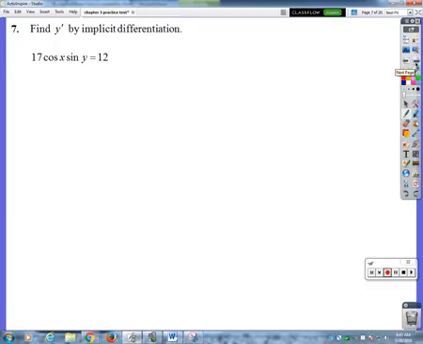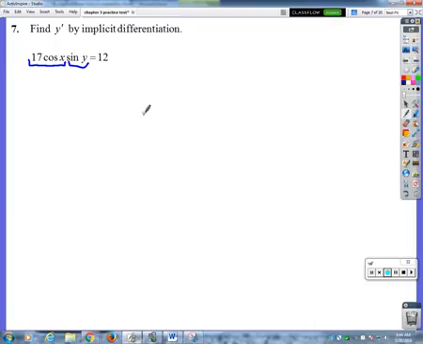Okay, find y prime by implicit differentiation. So that's the thing where you can't solve for y. I guess 200 feet per second is really fast. So you take the derivative of both of them. And so we have to do the product rule there. Okay? So 17 cosine of x is the first function and sine of y is the second function, right?